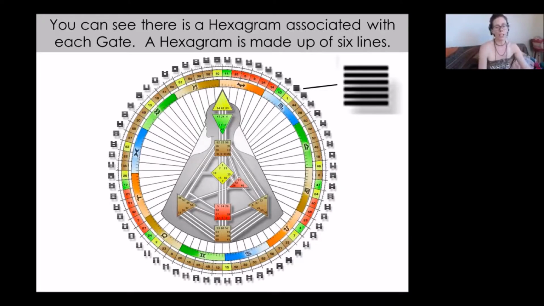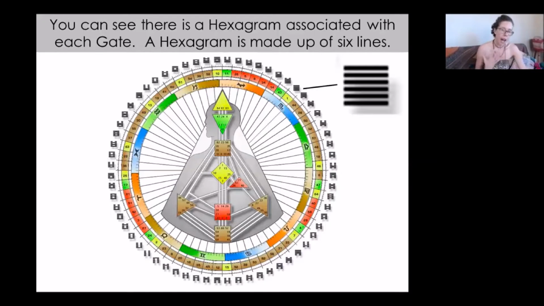I don't really understand hexagrams, so let's just start there. There are 64 hexagrams and they come from the I Ching. The I Ching is an ancient Chinese text, so full of wisdom and insight. It's definitely worth investigating if you're into this stuff and you're interested.